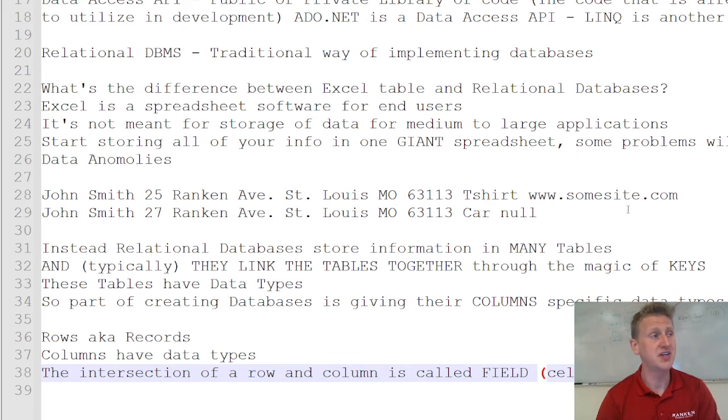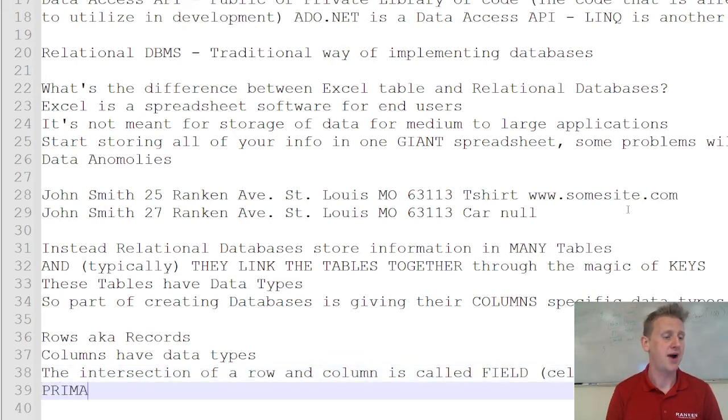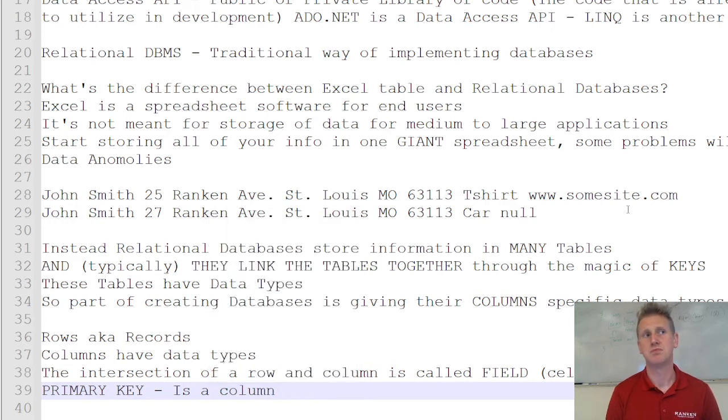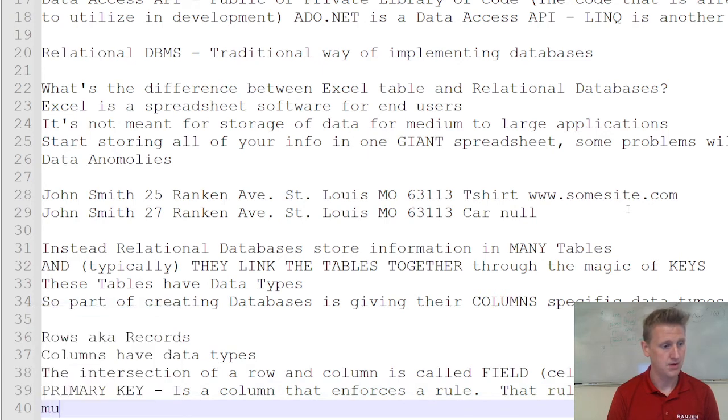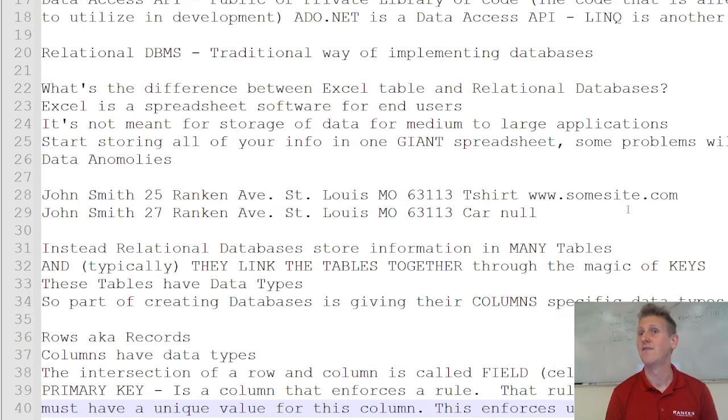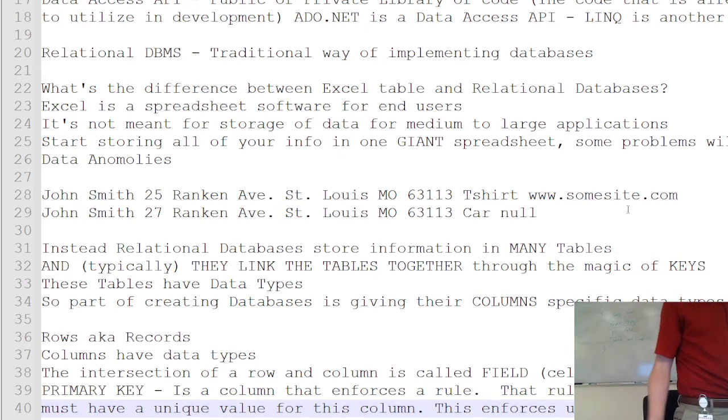I said keys are important. So here's the most important term. One of the most important. Primary key is a column. So you would call it the primary key column that enforces a rule. That rule is that each row must have a unique value for this column. This enforces uniqueness for that record. I said a whole lot there, but it's kind of a simple concept. A primary key column is a piece of data that enforces uniqueness.